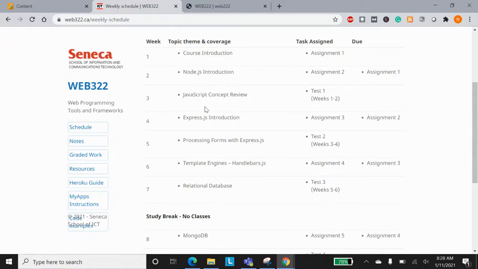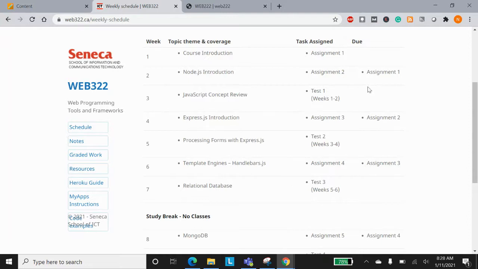And in the third week we have our test one, and this test one will comprise weeks one and two, right? So then we have the Express.js introduction. Another interesting part, and we will be seeing what Express is and how we use Express for running our servers and all those things.